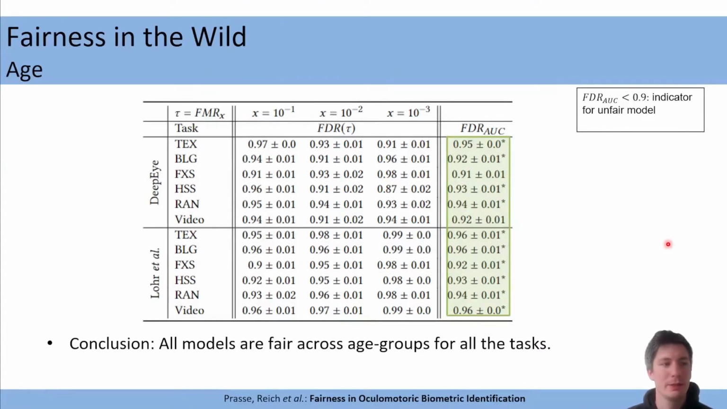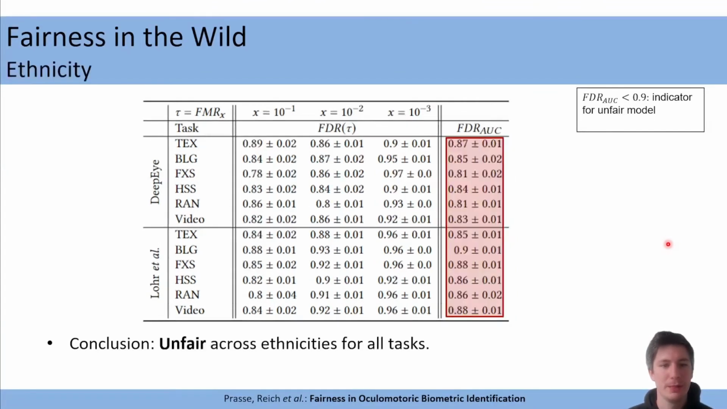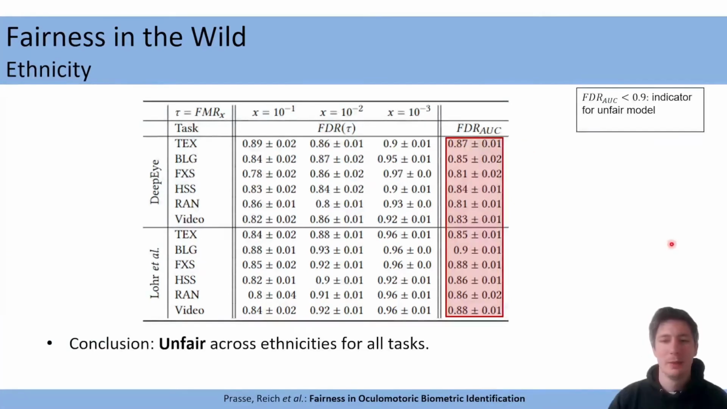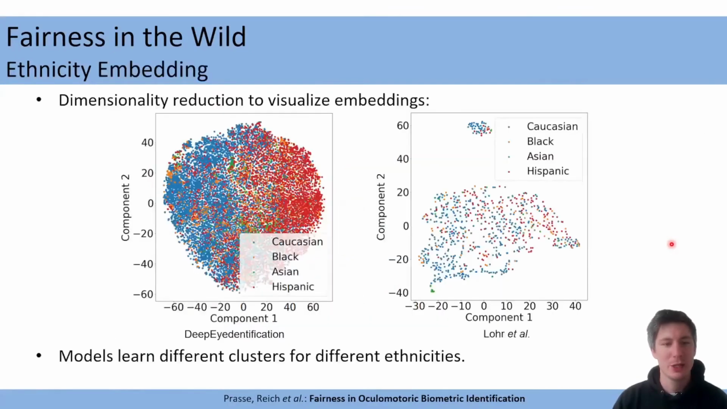For ethnicity, however, the story is very different. We see that both models for all tasks don't have an FDR AUC which is significantly above 0.9, and hence we can say they are unfair across ethnicities for all tasks. We will now have a look at the visualization of the embeddings that are learned by the different models. Using dimensionality reduction, we can see that there are two clusters forming, one for Caucasians and one for Hispanics.